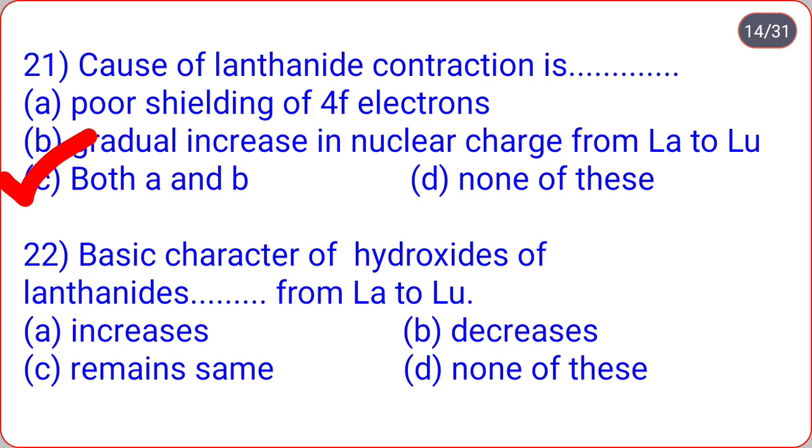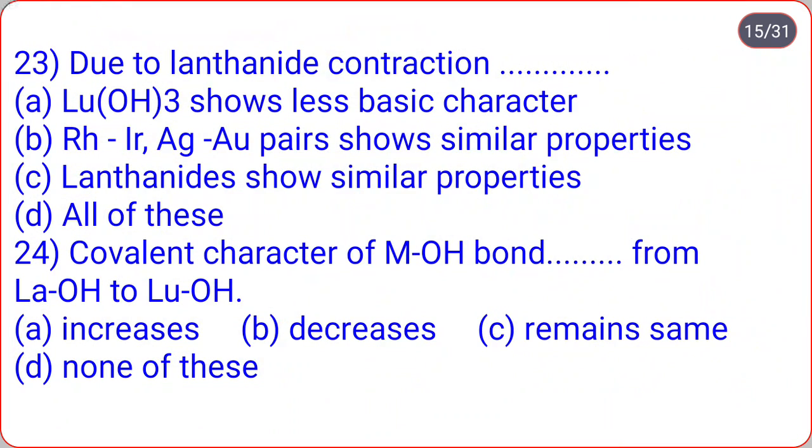Basic character of hydroxides of lanthanides from lanthanum to lutetium. Increases, decreases, remains same, none of these. So the correct option is B, that is decreases. Basic character of hydroxides of lanthanides decreases from lanthanum to lutetium. Due to lanthanide contraction, Lu(OH)3 shows less basic character.